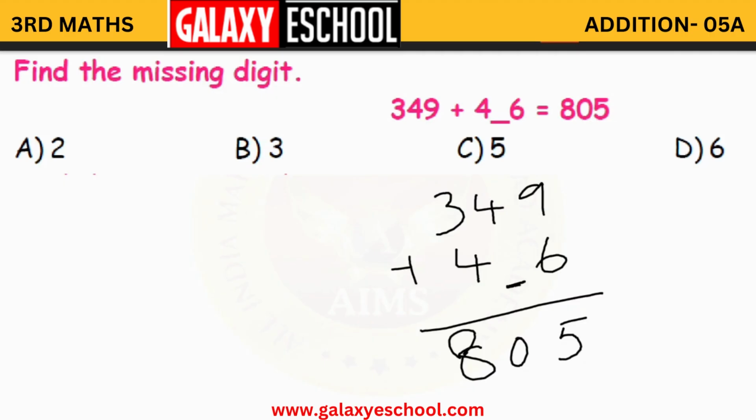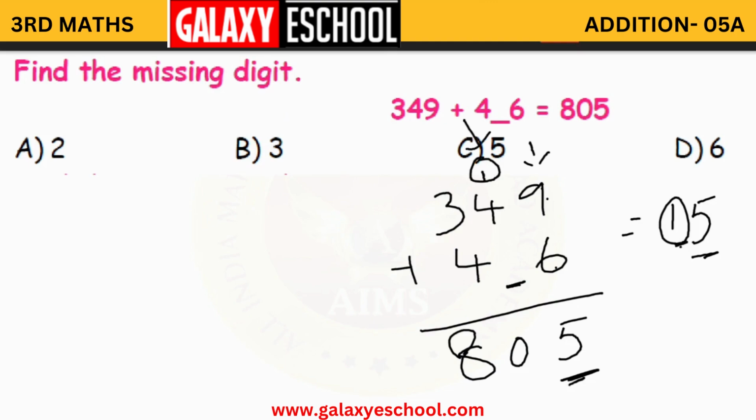Now, for these questions, what you should do is first start adding from the ones place as usual. 9 plus 6 gives us what? 9 plus 6 is equals to 15. Now 5 is written here, and what about this one? 1 will be carried. Yes, 5 is written here and the 1 in tens place will be carried.